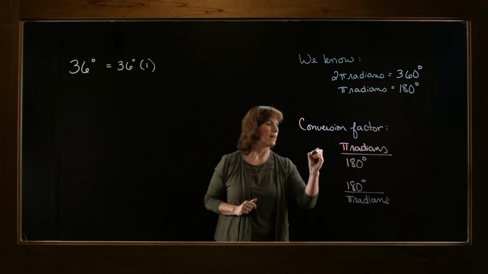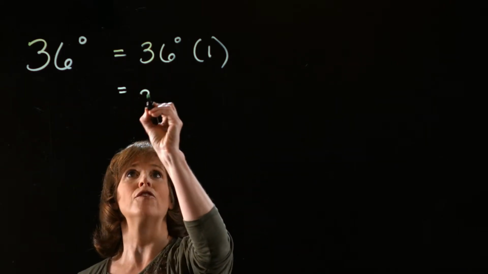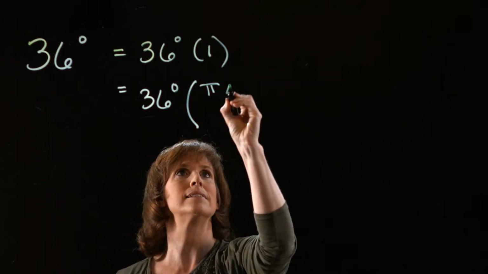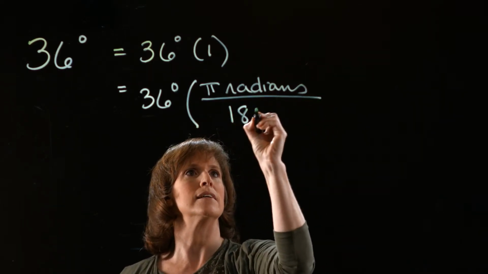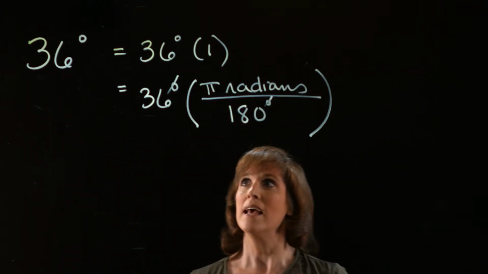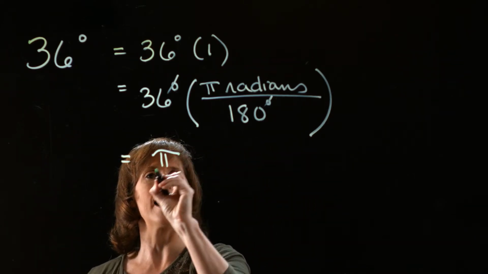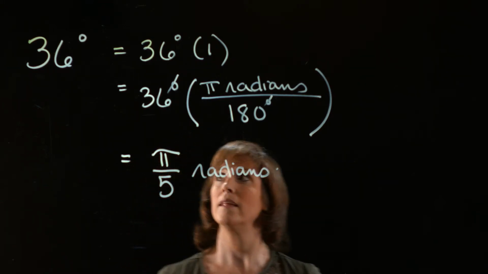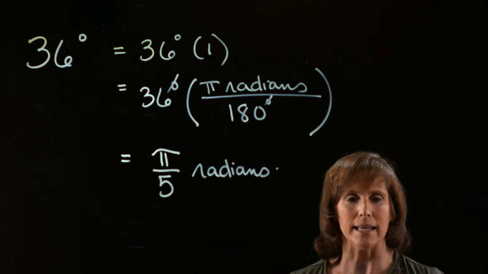For that reason, I'm going to be using that top conversion factor. So I'll have 36 degrees times, and instead of 1, I'll write pi radians all over 180 degrees. Now the units of degrees cancel, and 36 goes into 180 5 times. So I'm left with pi divided by 5 radians. So it's exactly the same angle, one measured in degrees and one measured in radians.